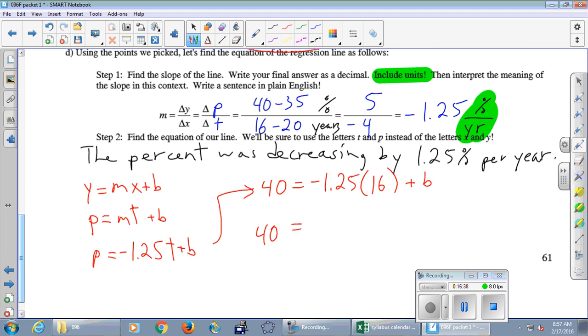Okay, 40 equals, what do we get here? 16 times negative 1.25 is negative 20? I think that's right. Anybody with a calculator, double check that, thank you. Plus b, so how much is b? b is 60.